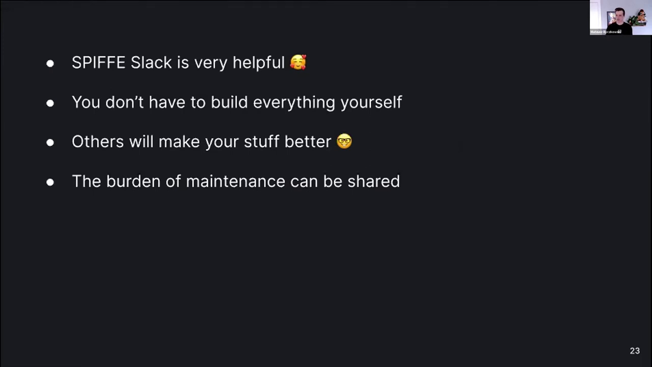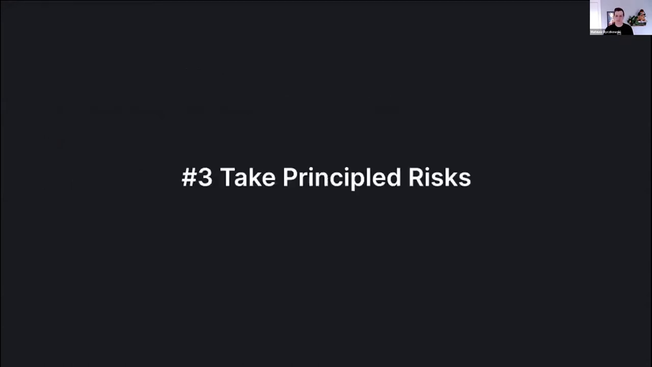With Spire and open source, and this is a great point of open source, you don't have to build everything yourself. You can chip in features, but others can make it better. You can share the burden of maintenance, because obviously maintenance is a big part of products. And to keep them stable, it takes a lot of work after you actually implement features. So I think this is a big, big plus for Spire and having this robust community.